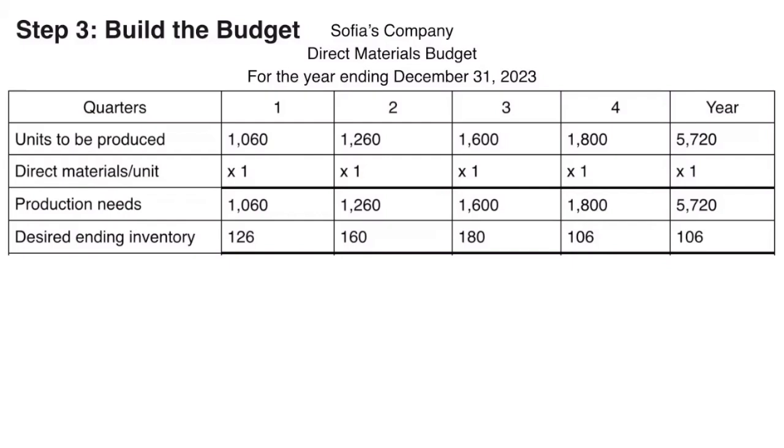How you get 106 is you want to put an emphasis on the word ending, which means you're going to take the ending quarter's amount. So quarter 4 is our ending quarter. You're going to take quarter 4's desired ending inventory, which is 106, and that is going to be our year amount.